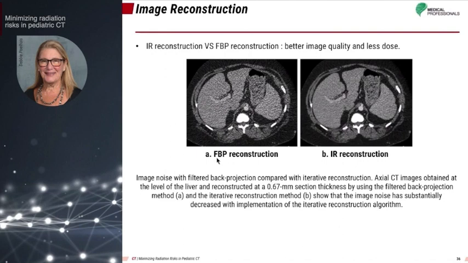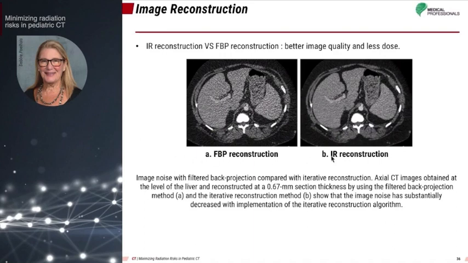This improved signal-to-noise ratio can be swapped out for a lower tube current or voltage while preserving image quality and therefore reducing the patient dose. This technology has resulted in lower doses in the order of 20 to 40% compared to the standard FBP.